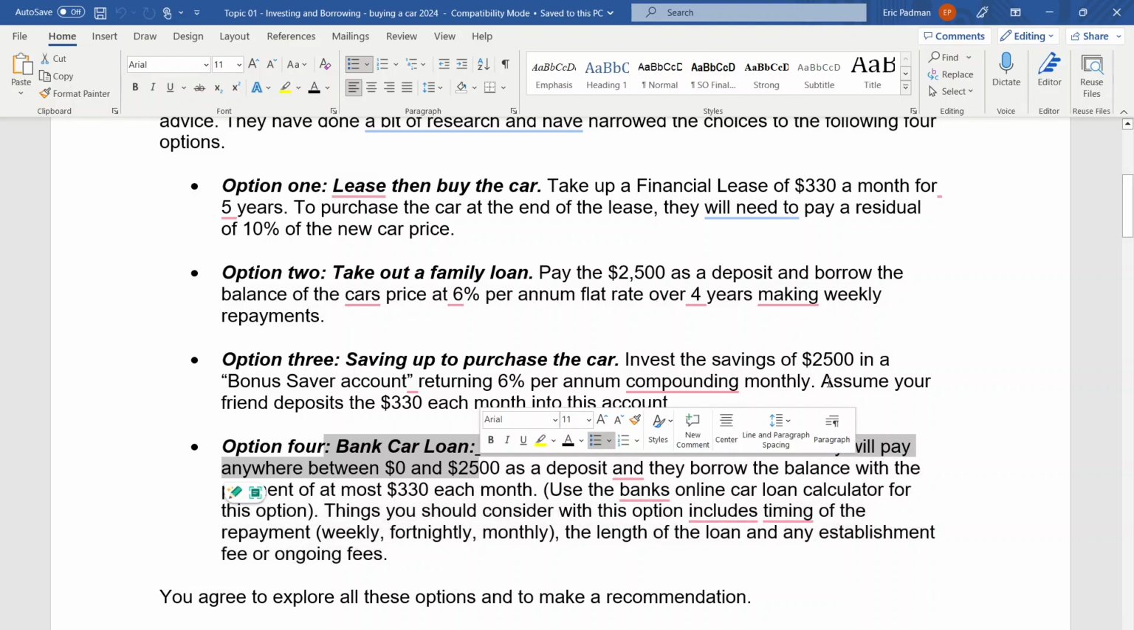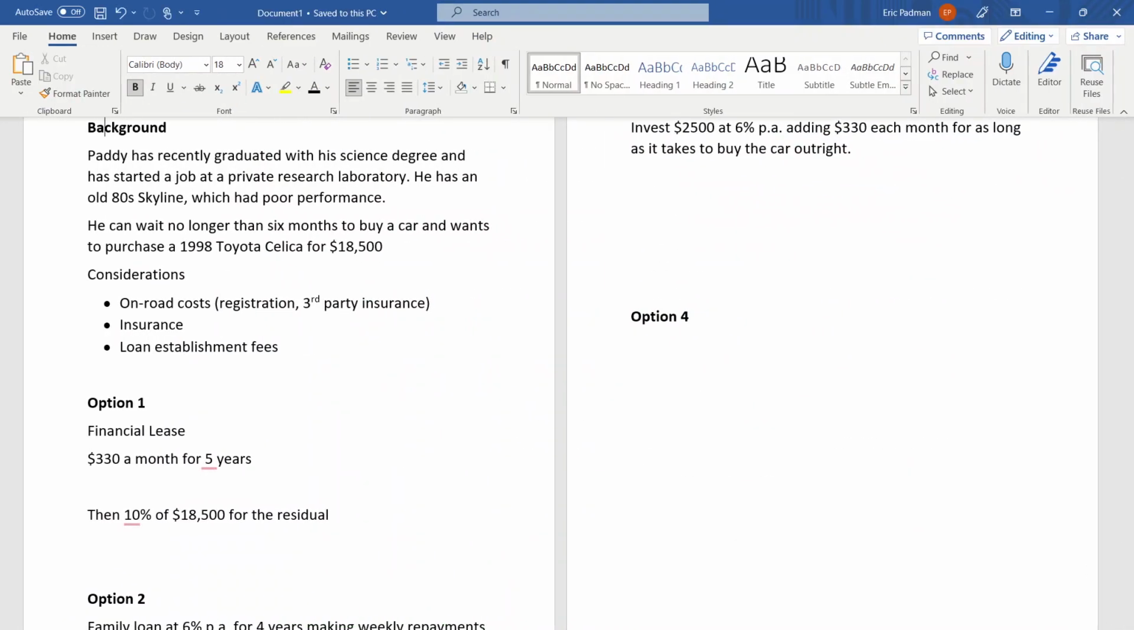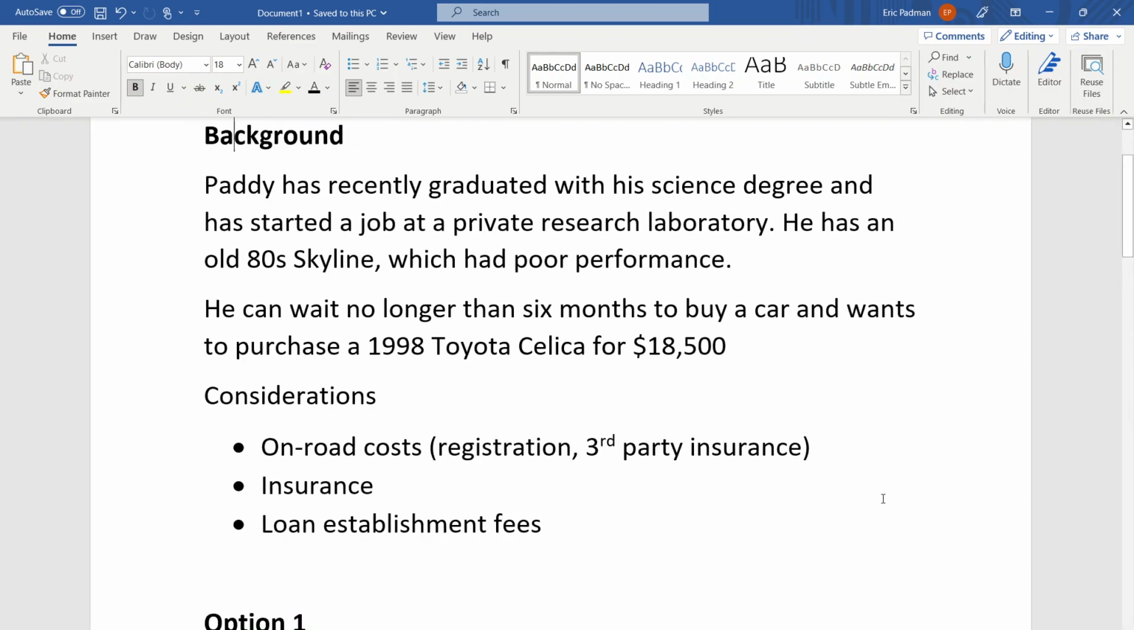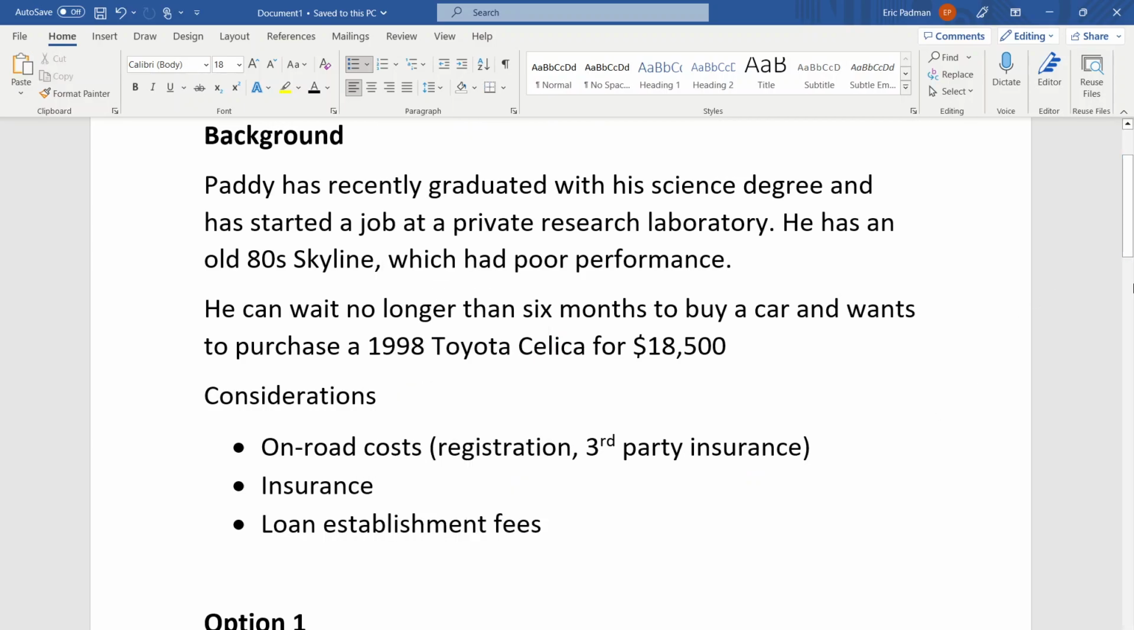Okay, so we're going to do a few of these. All right, so in my class, I asked students to come up with a narrative. I've gone and made a little narrative to look at some options. As I said, I've tweaked the numbers a little bit for mine. Okay, so Paddy has recently graduated with a science degree and started a job at a private research company. He has an old 80s Skyline which has poor performance. He can wait no longer than 6 months to buy a car and wishes to purchase a 1998 Toyota Celica at $18,500. Okay, considerations. All right, we're going to leave these for later. So something to consider near the end of the assignment when you're doing other things. Although you may look up these values and include them in your calculations early on if you wish.